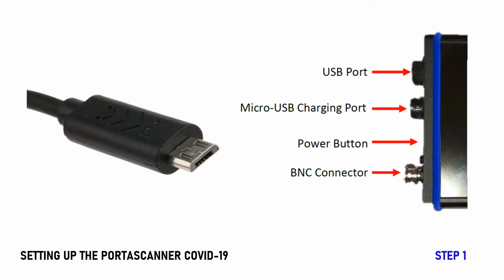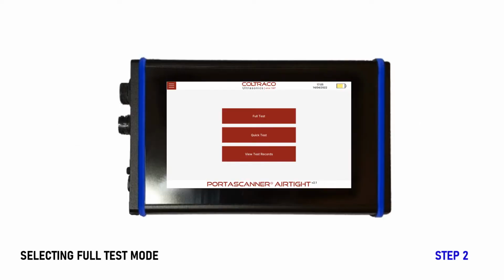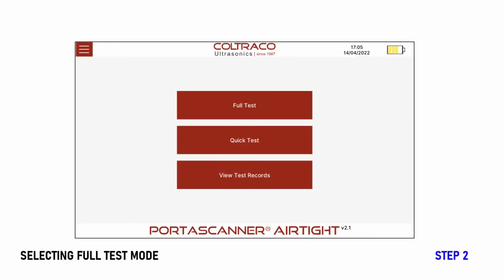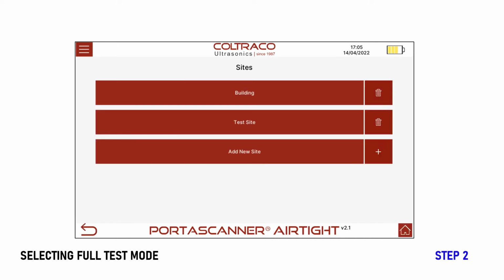First of all, ensure both the generator and receiver units are fully charged using a micro B USB power source. Connect the sensor wand to the receiver unit, press the power button, and wait for it to boot. To conduct a full test, press the Full Test button. You will then be instructed to select or add a new site, room, and structure.